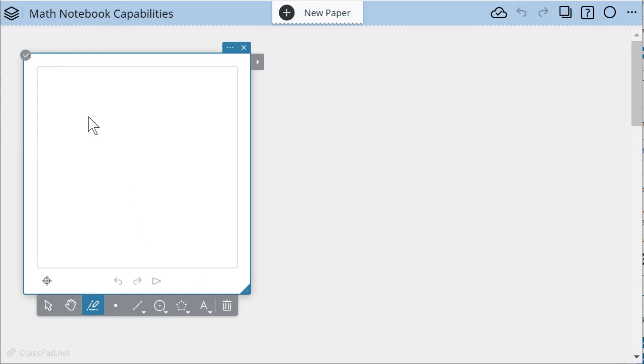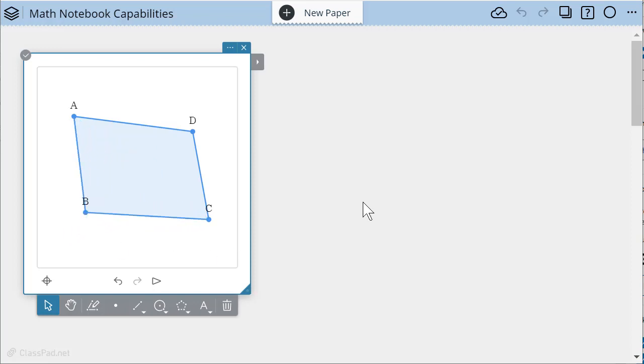So let's draw a four-sided shape. This is my notebook. I'm just going to draw a four-sided shape. And now I'm going to start exploring. Just like Notepad, I can move things around. I can draw a different shape, but the nice thing about dynamic note paper, like Classpad.net, is I don't have to redraw it. I can just move it around.